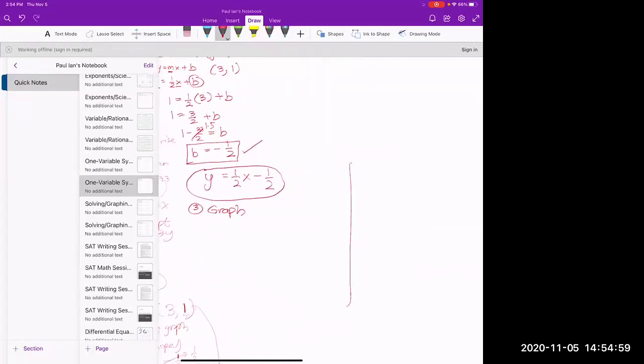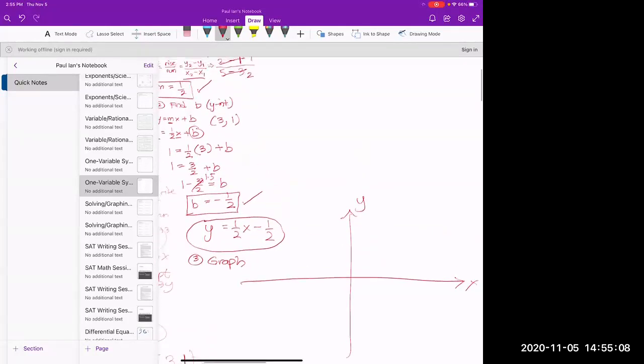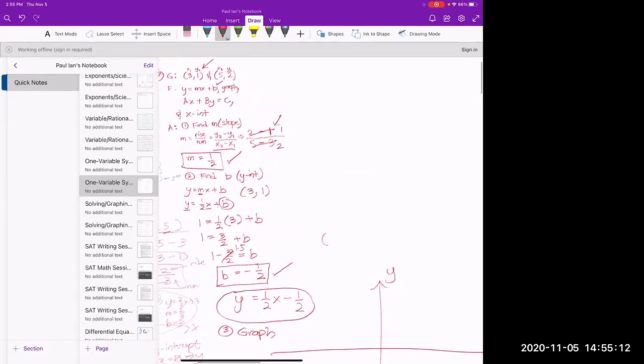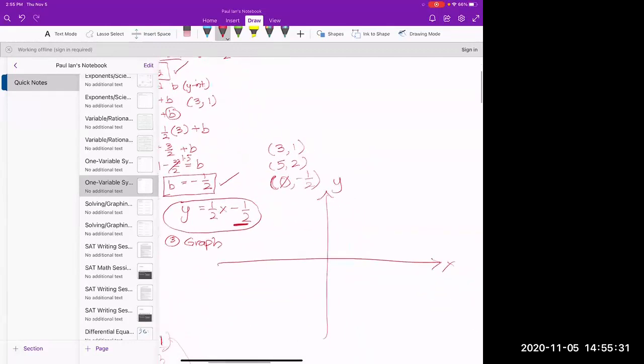So let's see. This is y, this is x. And then we have three coordinates, right? Yeah. And what are they? You have 3 and 1. You have 5 and 2. So that's given to you. But you also have the y-intercept, right? Yeah. And y-intercept is when x equals 0, and y is the intercept value, or the b. So minus 1/2. So you have 3 coordinates.